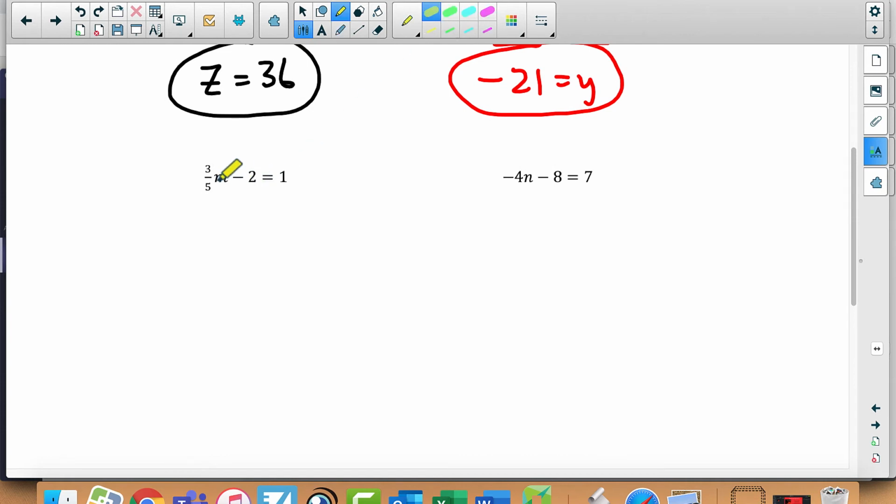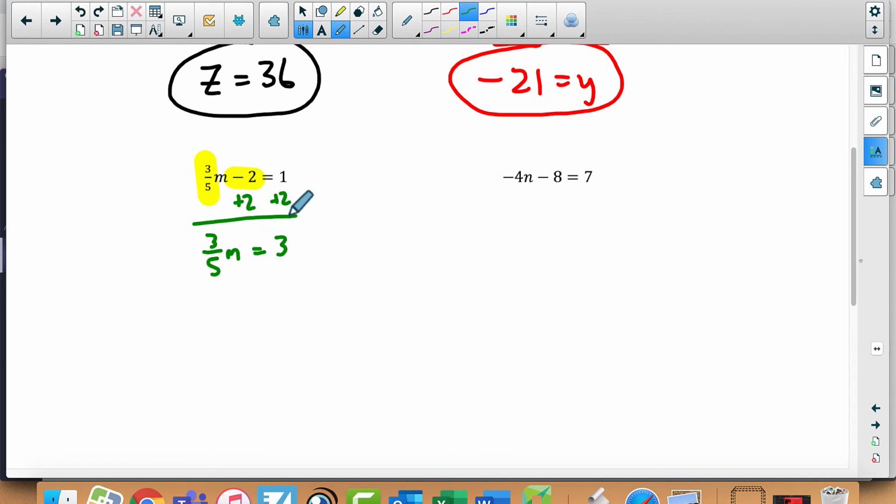Next one, we want the m by itself. Got to get rid of this and this. Which one of those things can be eliminated by adding or subtracting? That'd be the negative 2. So we're going to add 2 and add 2. That leaves us with 3/5 m. The 2's are gone. And on the other side, 1 plus 2 is 3.